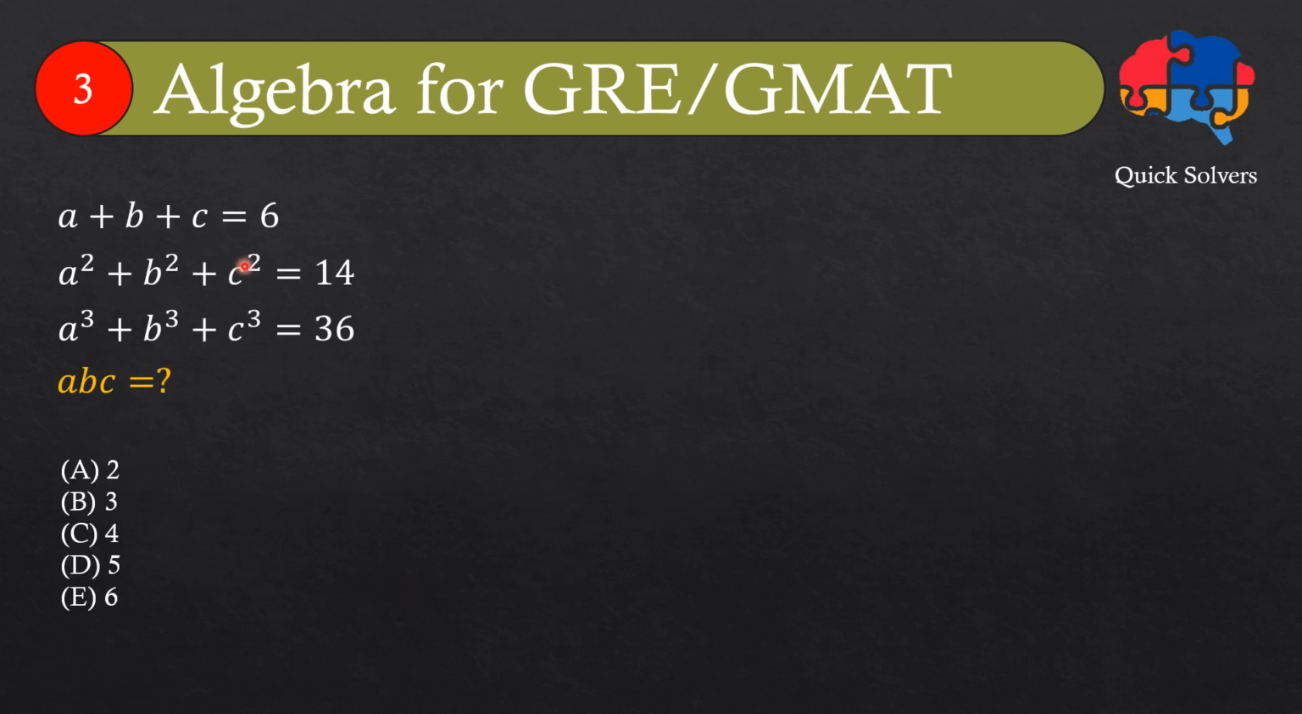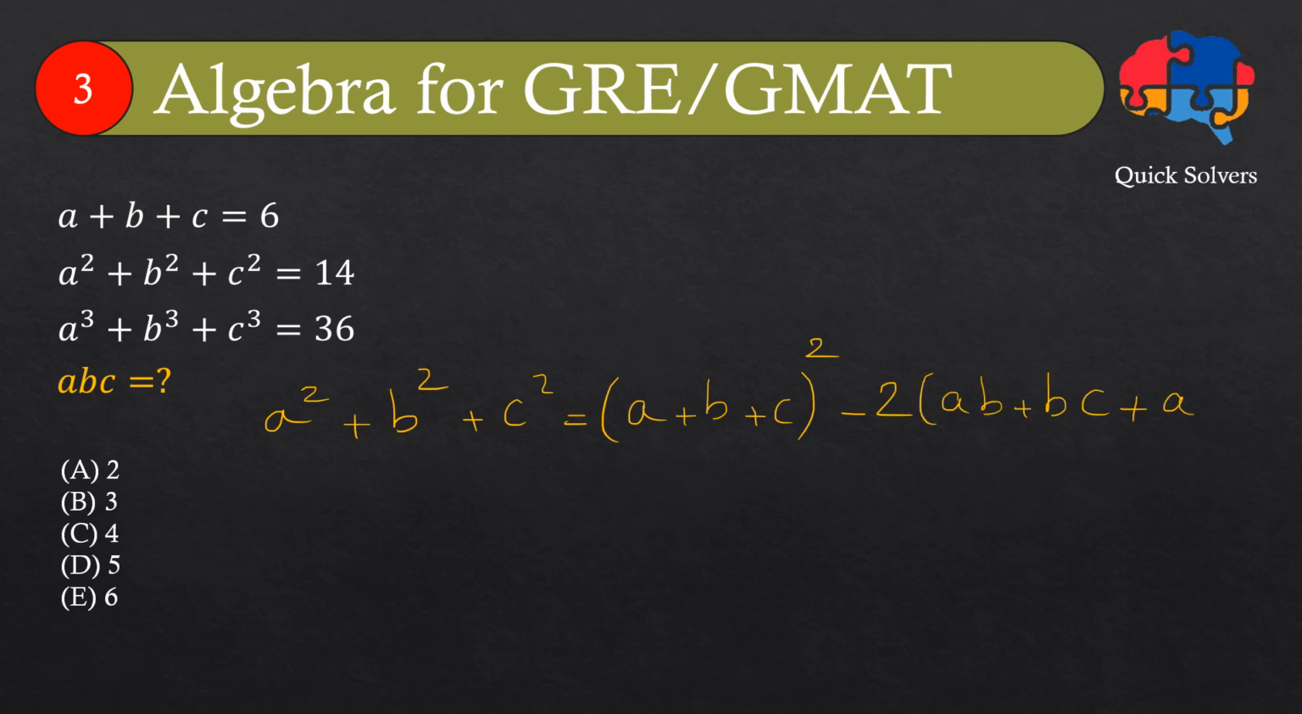To solve this problem, I would use the identity for sum of squares and the identity for sum of cubes. Let's start with the identity for sum of squares. It says a squared plus b squared plus c squared equals (a plus b plus c) squared minus 2 times (a times b plus b times c plus a times c).